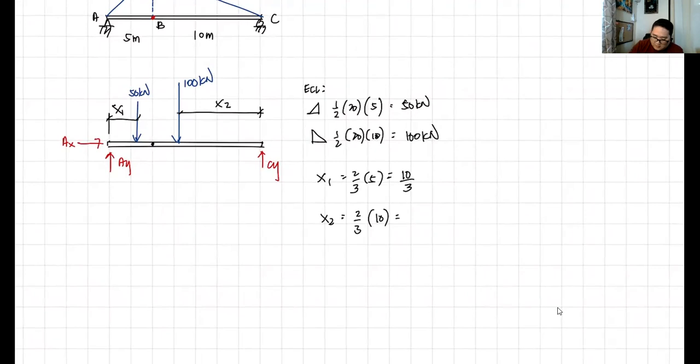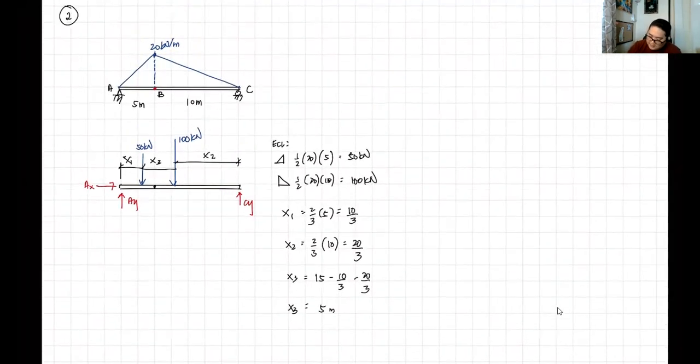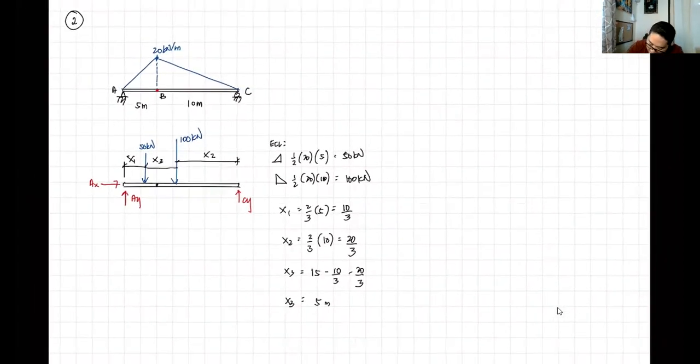So this is 20/3. Okay? So yung remaining natin is just ito, x3 natin will be yung total natin na 15 minus 10/3 minus 20/3. That is equals to 10/3 minus 20/3. So 5, no? 5 meters. Okay, so now we got that. Pwede na tayo calculate ng support reaction.